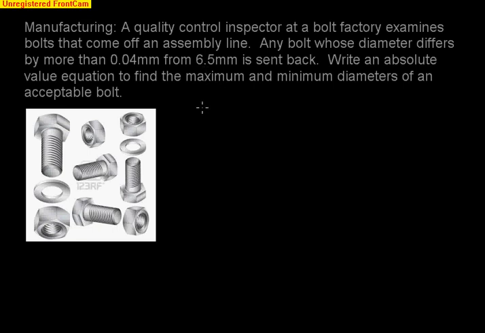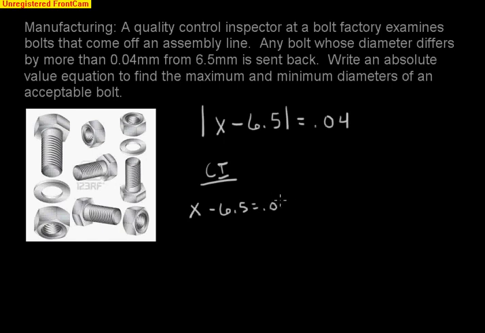So we're going to have |x - 6.5| has got to equal 0.04. Again, if we set up the two cases, case 1 is x - 6.5 is equal to 0.04, and case 2 is x - 6.5 equaling negative 0.04.